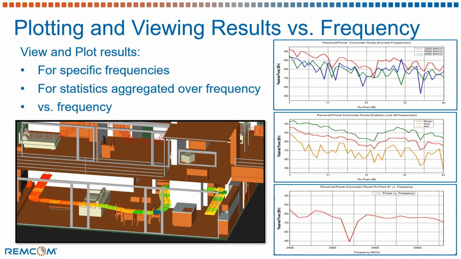You can do different kinds of analyses on the data before you plot. This is mean, max, and minimum over all receiver points. And then this bottom one is for a fixed point, plotting how it varies over frequency. So this is a much richer ability to analyze your data and graph it than we've had in the past in Wireless InSite.